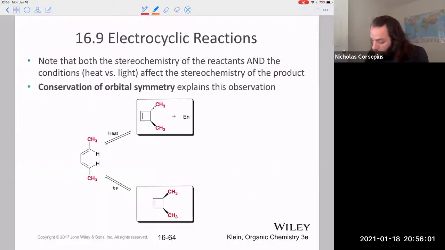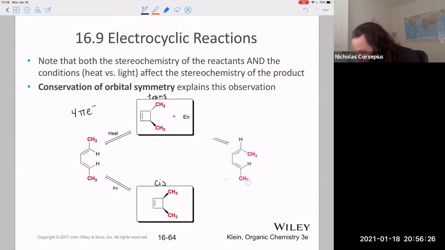And then when we start out with 4 pi electrons, we see a similar phenomenon. If we hit this particular compound with heat, we would actually get the trans product. If we hit it with light, then we would get the cis, okay? And so we could play the reverse game as well. If I had started out with a different stereoisomer, then hitting it with light would get me to the trans product, hitting it with heat would get me to the cis product.